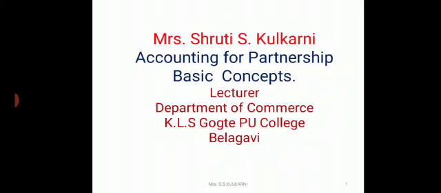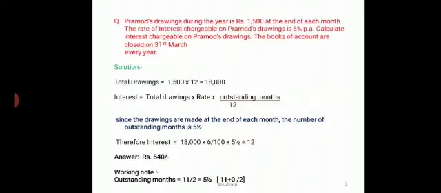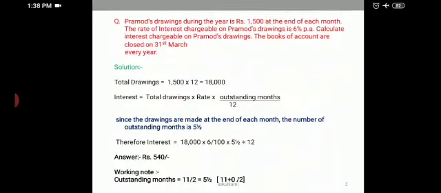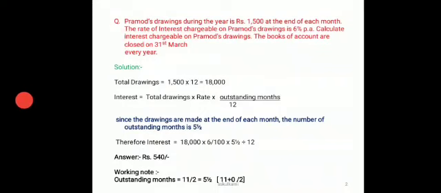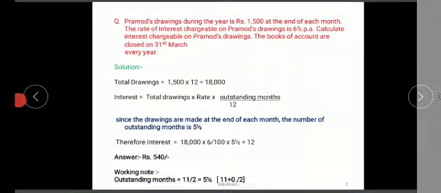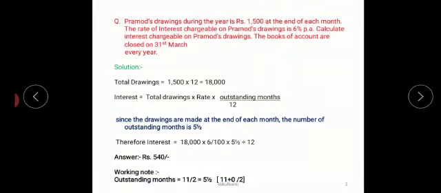Now, in the previous class we learned how to calculate interest on drawings when the amount of drawings was done in the beginning or in the middle of the month under shortcut or average method. In today's class, we are going to learn how to calculate the interest on drawings when the drawings are made at the end of the year.